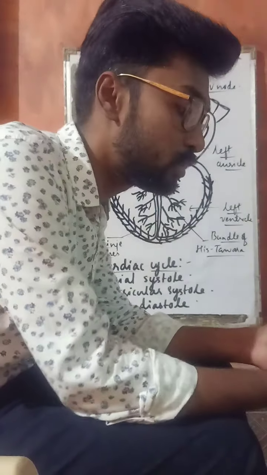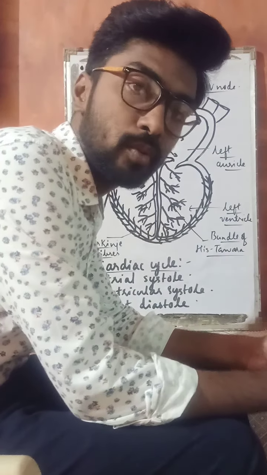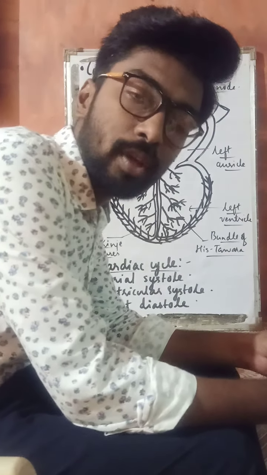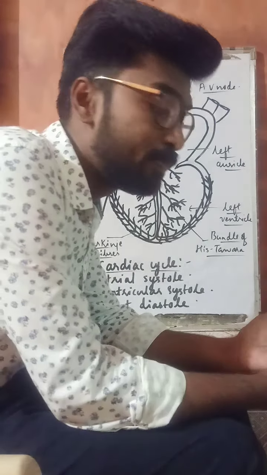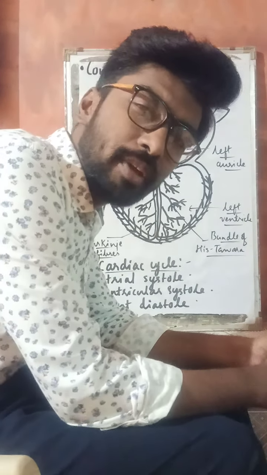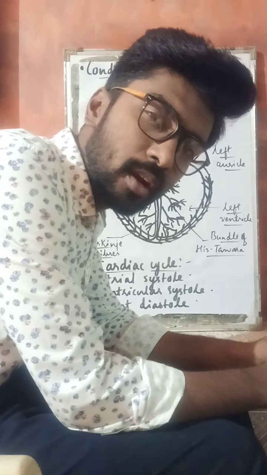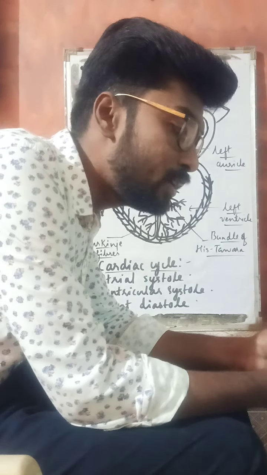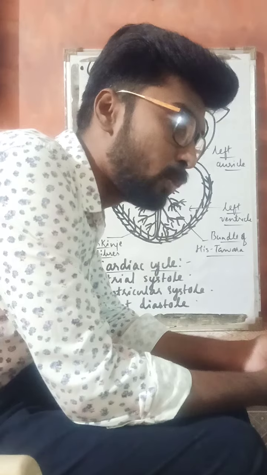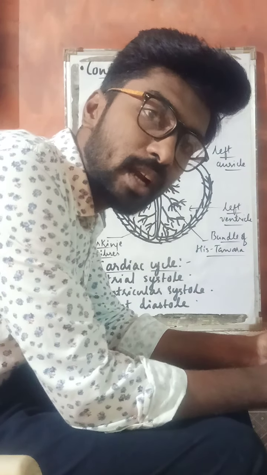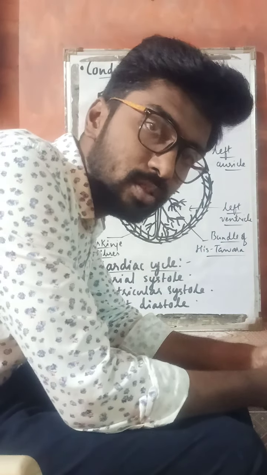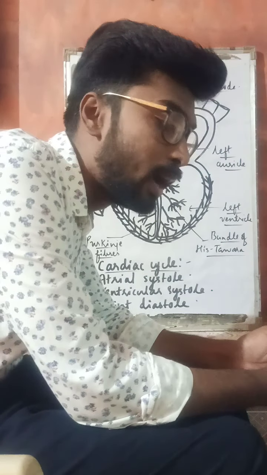Good afternoon, students. So, today we are going to study the next topic of circulation part, that is conducting system of human heart. Before that we have completed external morphology and internal anatomy of human heart. Today, conducting system of human heart. Now see, conduction is nothing but impulses. There is a conduction of impulses in the heart.